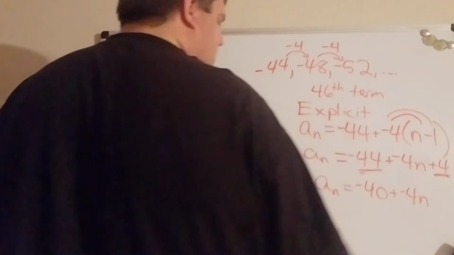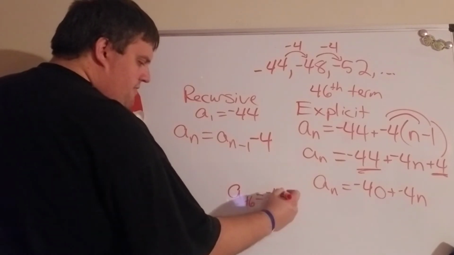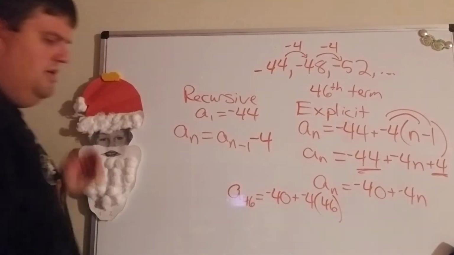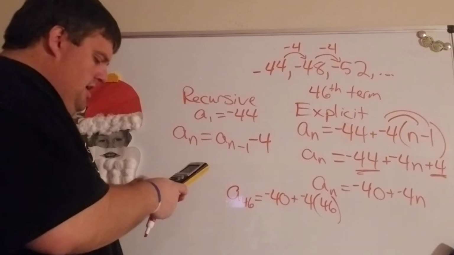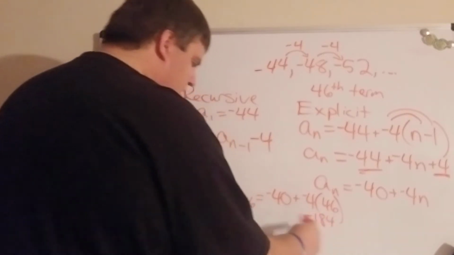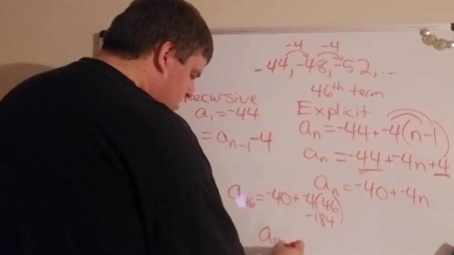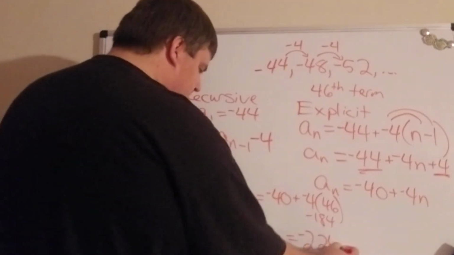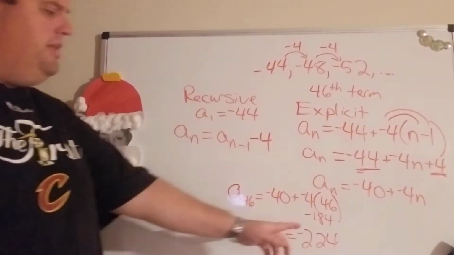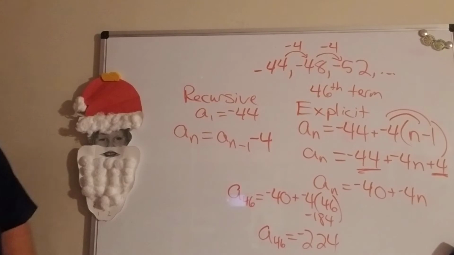All we're going to do is plug 46 in for n right here. So we got a of 46 equals negative 40 plus negative 4 times 46. And let's see what we get. Negative 4 times 46 gave me negative 184, plus negative 40 gives me a sub 46 equals negative 224. So once we find our explicit formula, we can plug in the term we want, 46 in this case, for n. And in this case, we're going to get negative 224.